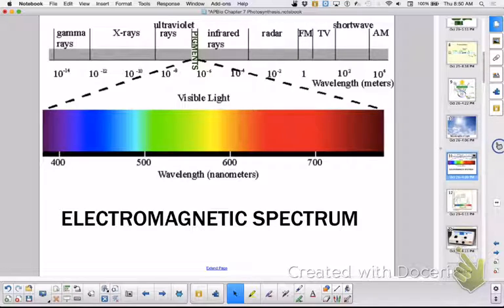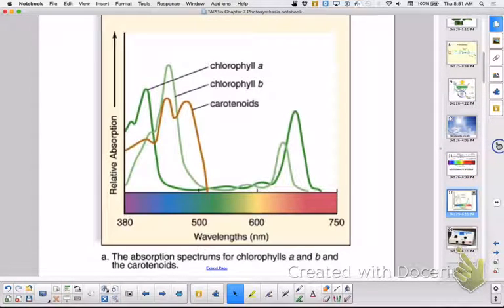When you look through here, these are really small wavelengths, and then they keep getting bigger and bigger and bigger. And in visible light right here, you have pigments that can absorb different wavelengths. One can say, I can absorb this one, it's at 500. I can absorb this one, it's at 750. So different pigments absorb different wavelengths of light. And you can see your absorption spectrum, and there's chlorophyll A, there's chlorophyll B, and carotenoids.